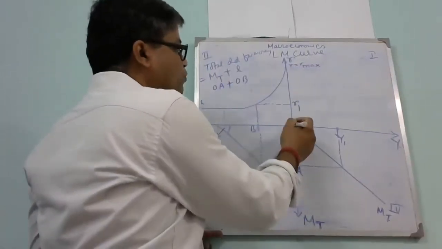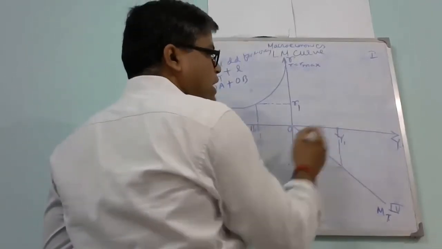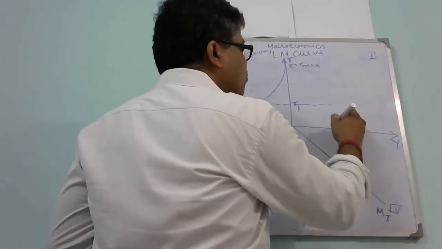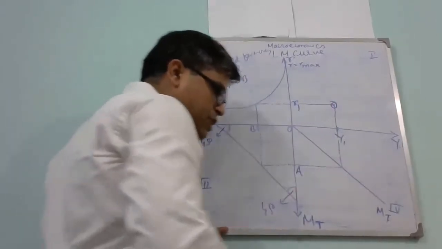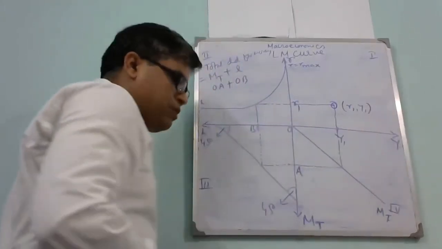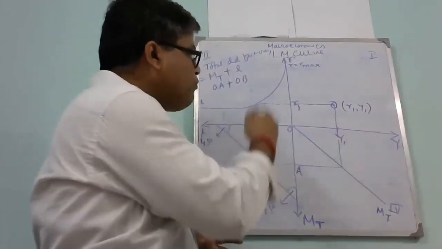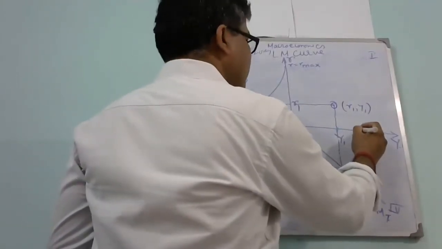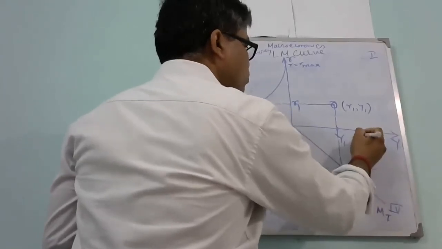So for OR1 amount of rate of interest, and when the national income is OY1, the money market will be in equilibrium. So we get this coordinate, R1, Y1. Now let's consider another level of income, say Y2.